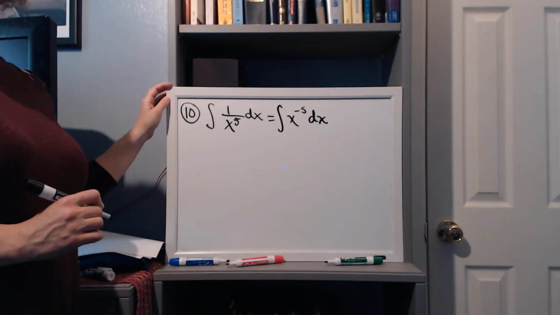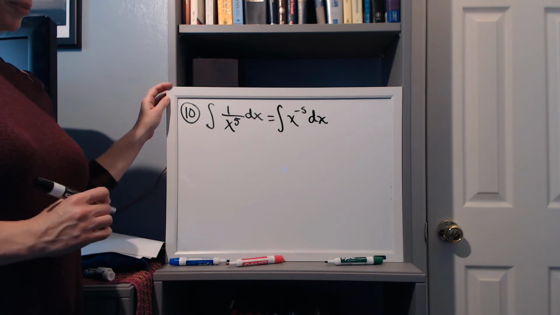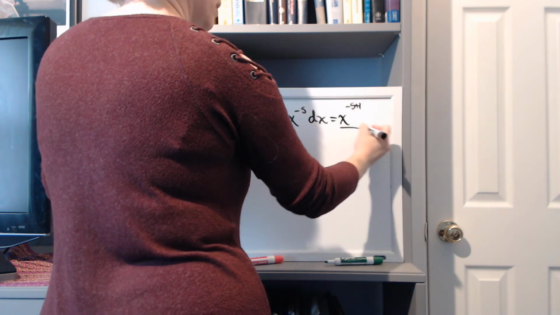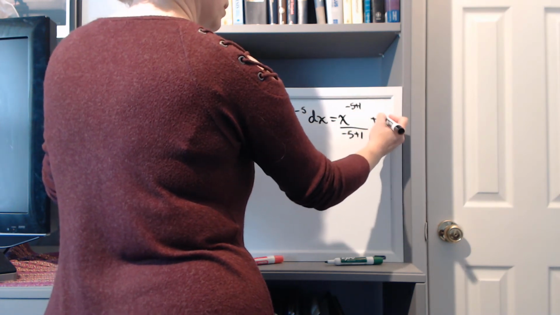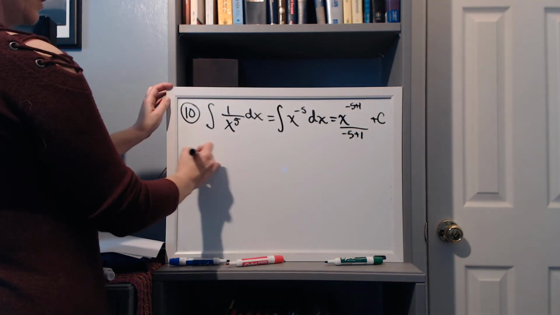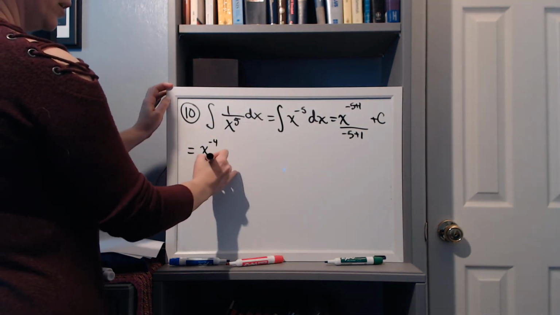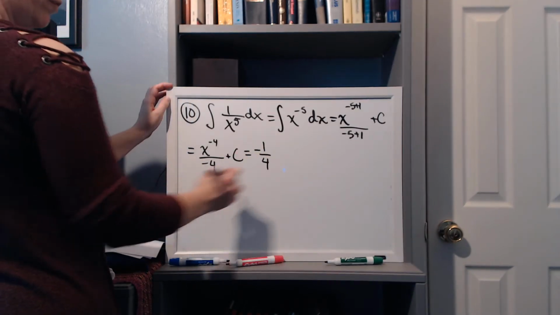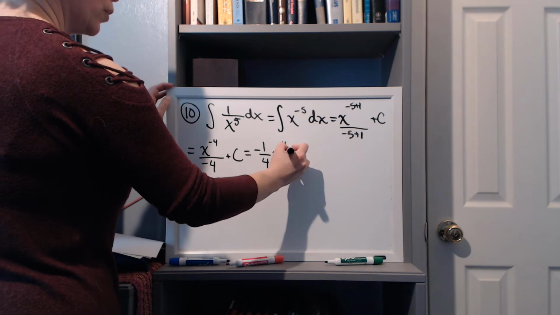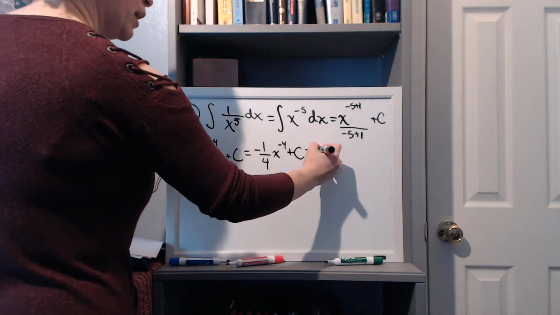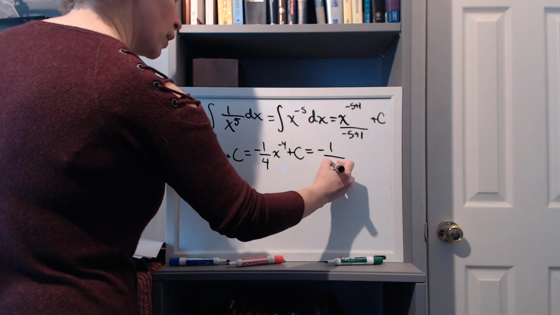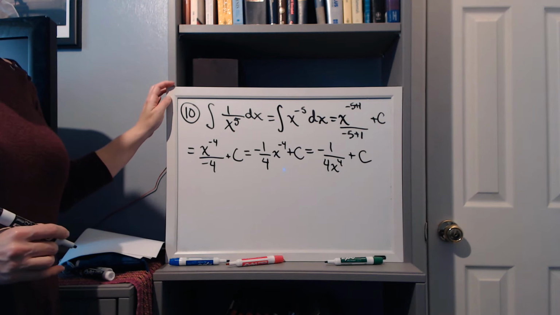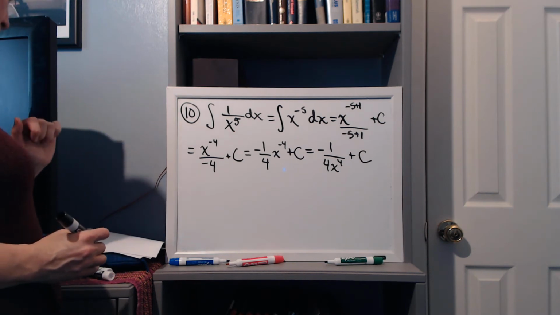So we're going to have the integral of x to the negative 5 dx, and now we can apply the power rule. So we're going to get x to the negative 5 plus 1 over negative 5 plus 1 plus c. So that's going to give us x to the negative 4 over negative 4 plus c, which we can rewrite, if we want, as negative 1/4 x to the negative 4 plus c, or we could write it as negative 1 over 4 x to the 4th plus c. And there we have it, number 10.